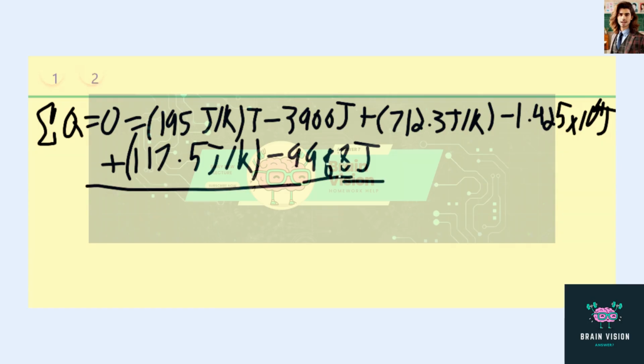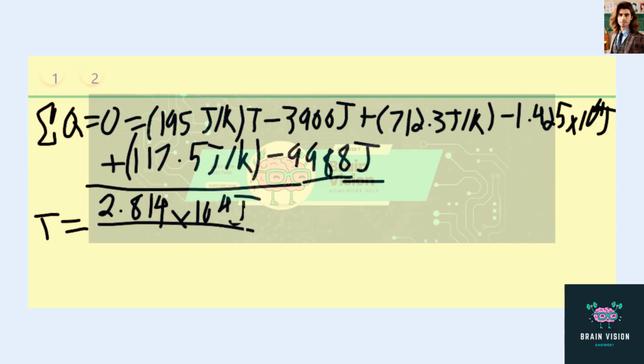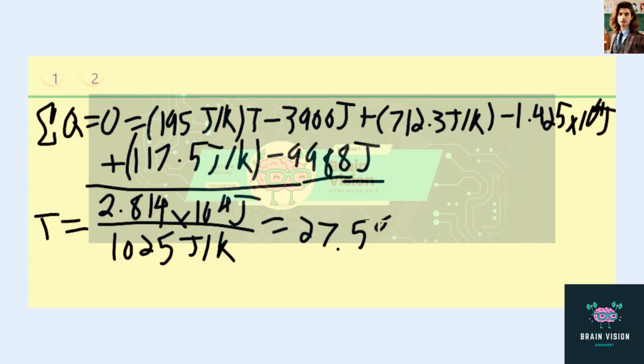So now we simplify and we can solve for T. Combine like terms, combine all the T's, combine all the whole numbers. You end up with T equals 2.814 times 10 to the 4th joules divided by 1025 joules per K. And that gives us a final temperature of 27.5 degrees Celsius. So as expected, the block cools off and the water temperature and pot temperature increase, and then they reach an equilibrium temperature at 27.5 degrees Celsius.